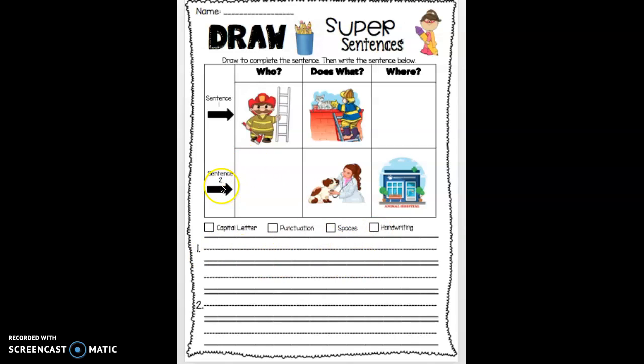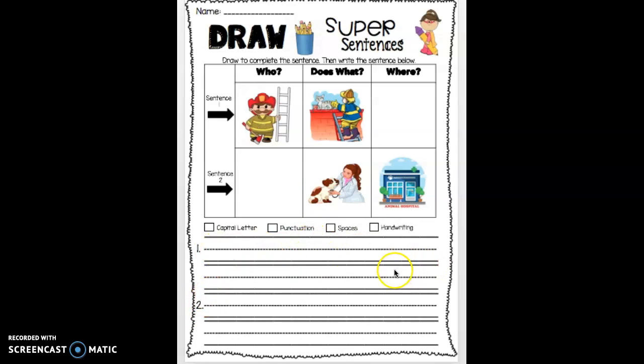Then you're going to go to sentence 2. We don't know who, but we can see here that there's somebody checking this dog, and they're at a vet or an animal hospital. So who would be there? Draw the character, and then write your sentence here for number 2.